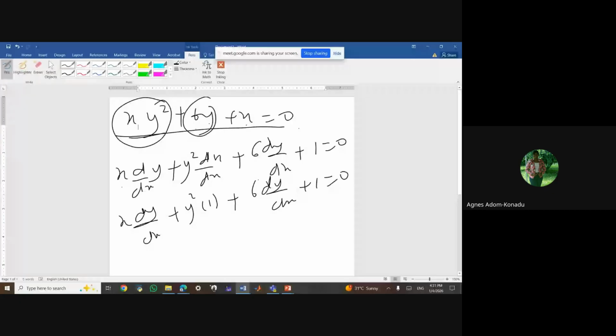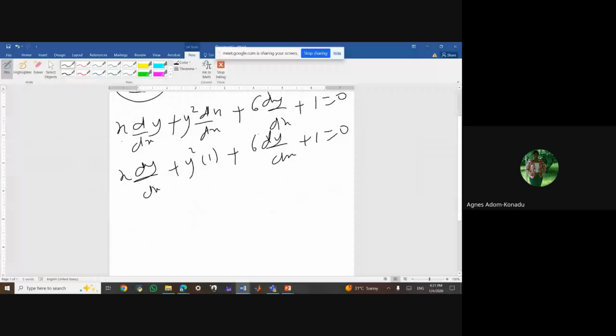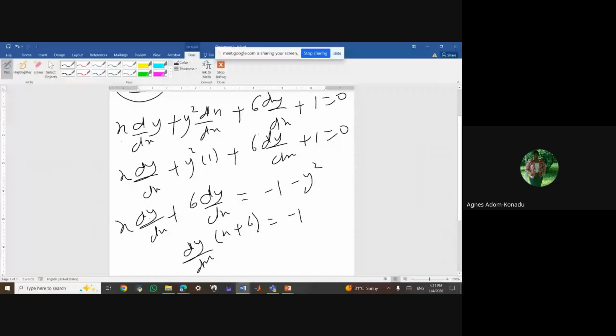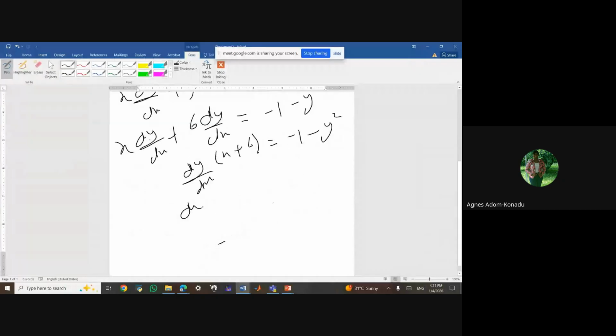So I want to find dy dx. So to find dy dx, I have 6 dy over dx plus, I have x dy over dx plus 6 dy over dx is equal to minus 1 minus y squared. So I have dy over dx in a bracket, x plus 6 is equal to minus 1 minus y squared. So my dy over dx is equal to minus 1 minus y squared divided by x plus 6. So that is it.